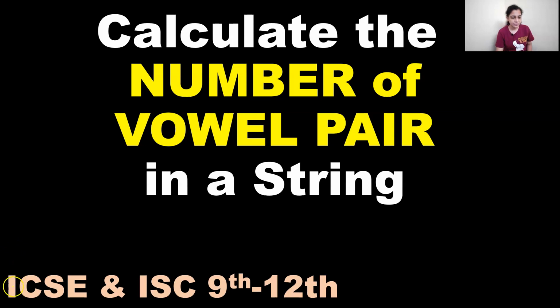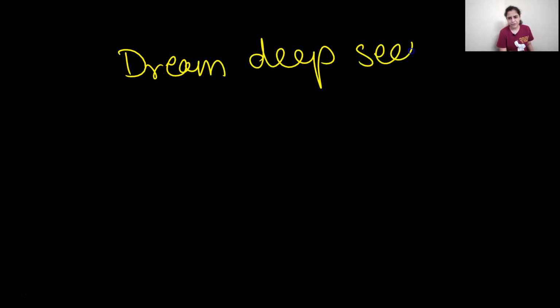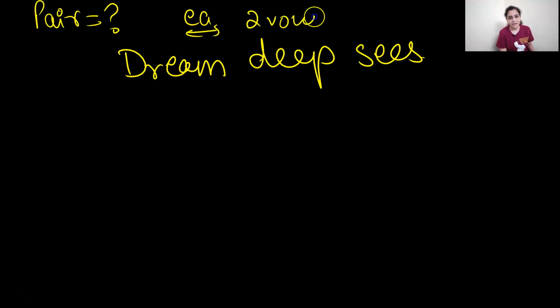Basically, I will first give you an example of what exactly a vowel pair is. Here is the example: let's say the example is "dream deep seas". I have to find the vowel pairs, and how many pairs there are. So what does a vowel pair mean? A pair that consists only of vowels, or you can say when two vowels are in continuity, then they are known as a vowel pair.